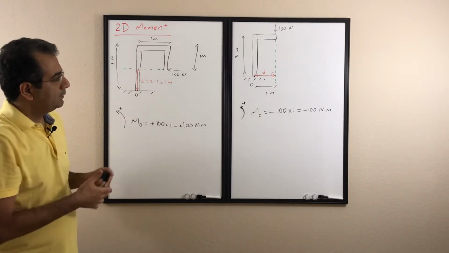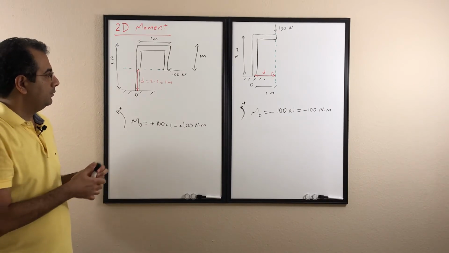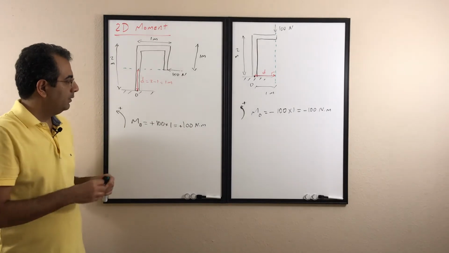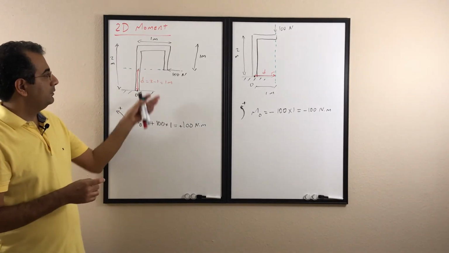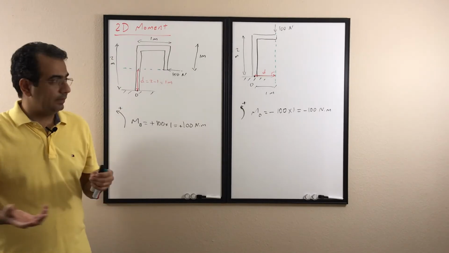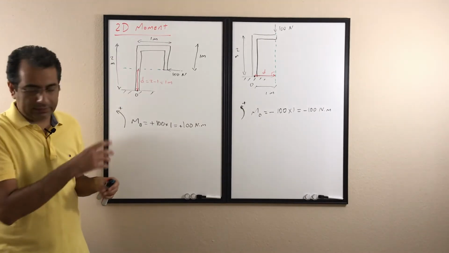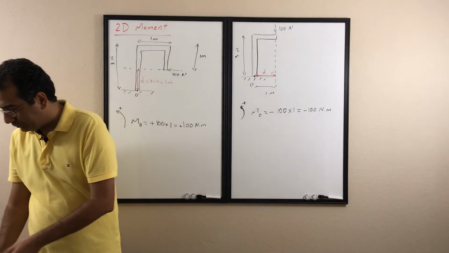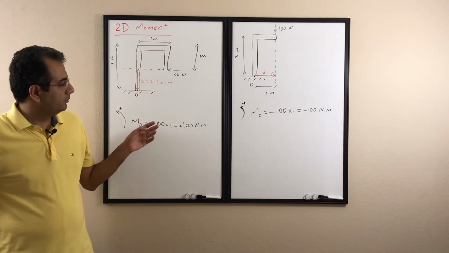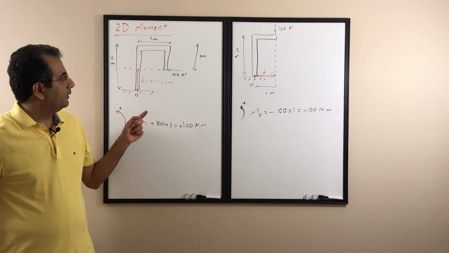So these are simple examples that show how we can look at the object and see which direction it rotates, and then find the distance to the force and calculate the moment about any given point that we have.